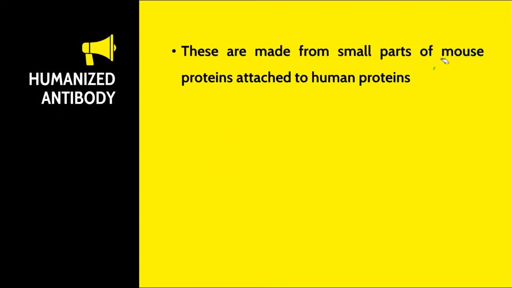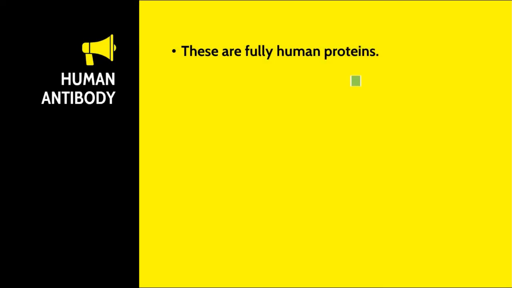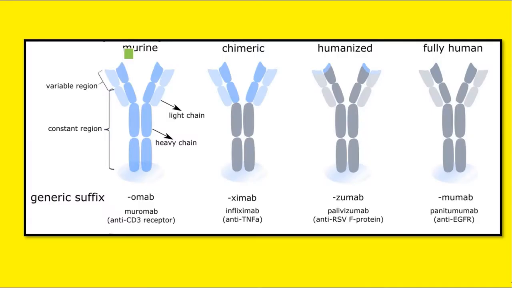These humanized antibodies are made up of a small part of mouse proteins that are attached to the human proteins. Last is the human antibody. These are made up of fully human proteins.